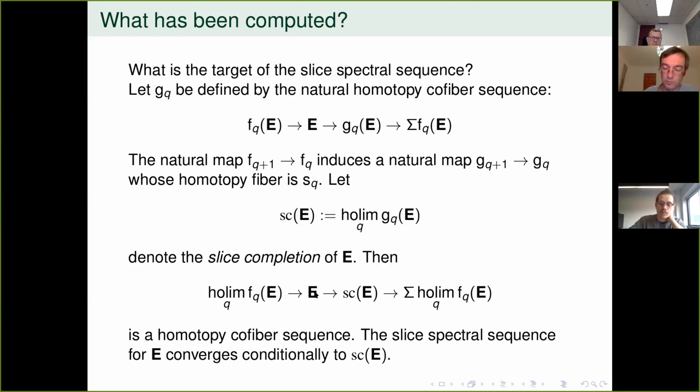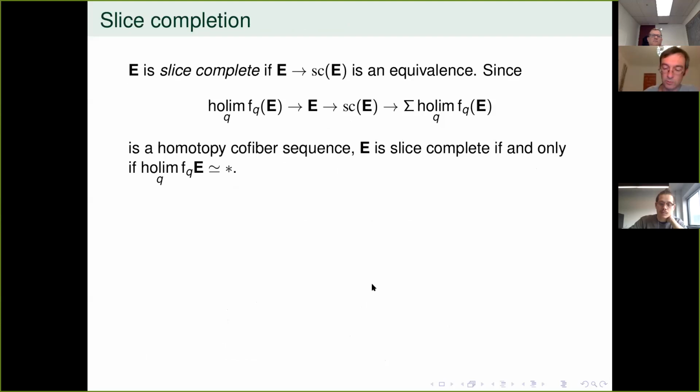And then there's a natural map from E to its slice completion. And the fiber is the homotopy limit over all the Qth effective covers. By construction, the slice spectral sequence uses as its input what comes from the slices. So in some sense, the slice spectral sequence for E converges conditionally to the slice completion of E. And we say that a motivic spectrum is slice complete if the map to its slice completion is an equivalence, or equivalently, if the homotopy limit of the Qth effective covers over all Q increasing is contractible.